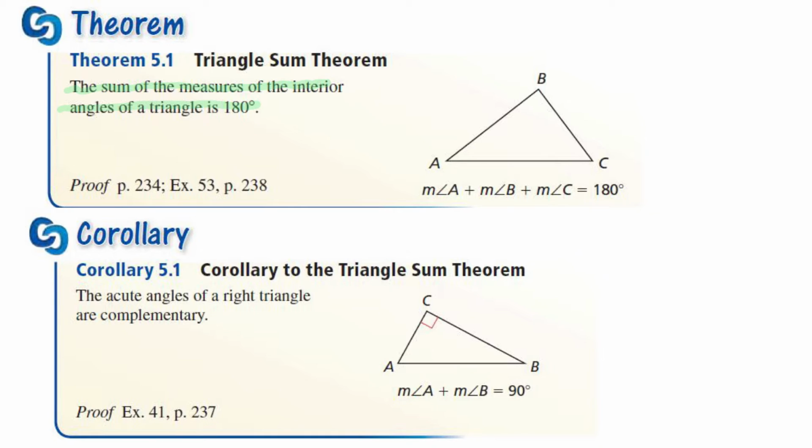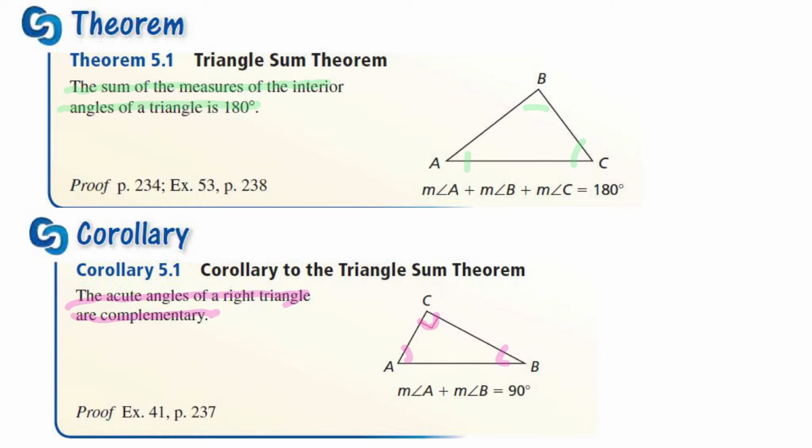So it just means that this angle plus this angle plus this angle is going to equal 180. The corollary to the triangle sum theorem is that acute angles of a right triangle are complementary. So that means that this angle and this angle are equal to each other. Or no, I'm sorry, they're not equal to, they're complementary because this is 90.